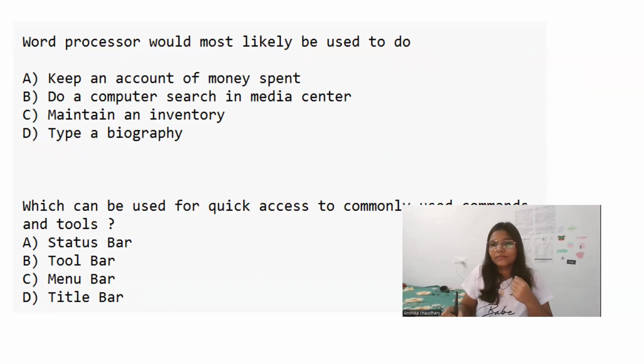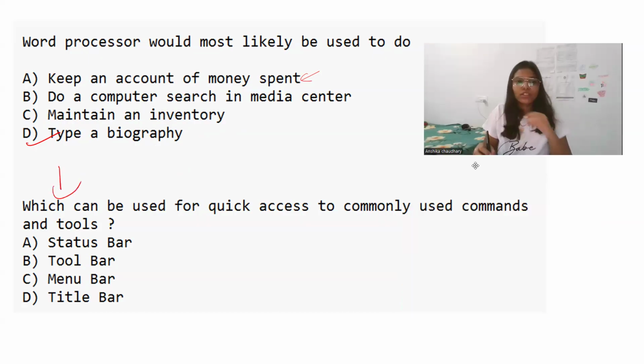Word processor would likely be used for writing only, right? For writing some document, reports or anything. Just for writing, we are using a Word document. So the answer will be type of biography, right? Keep an account of money spent can be done using MS Excel. Do a computer search in media center? No. Maintain an inventory? No. So type of biography is quite a relevant answer for this question.